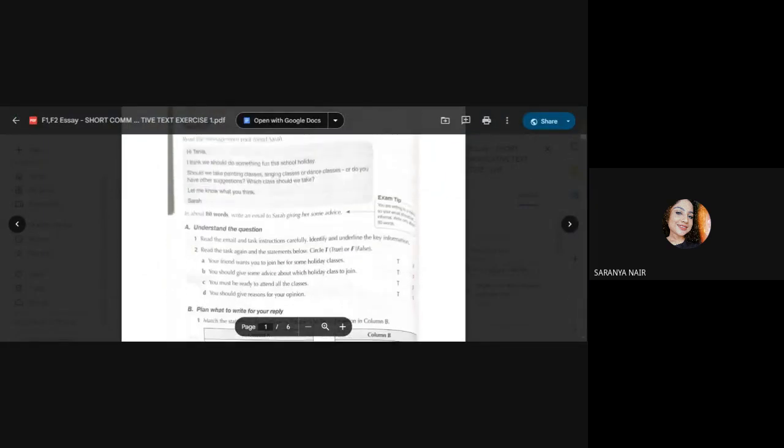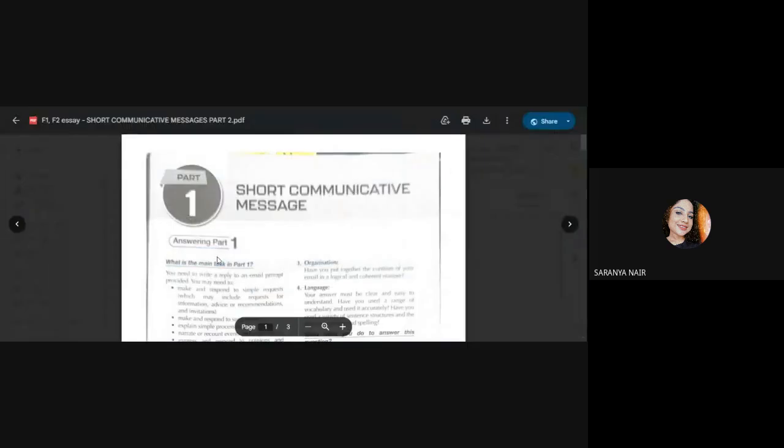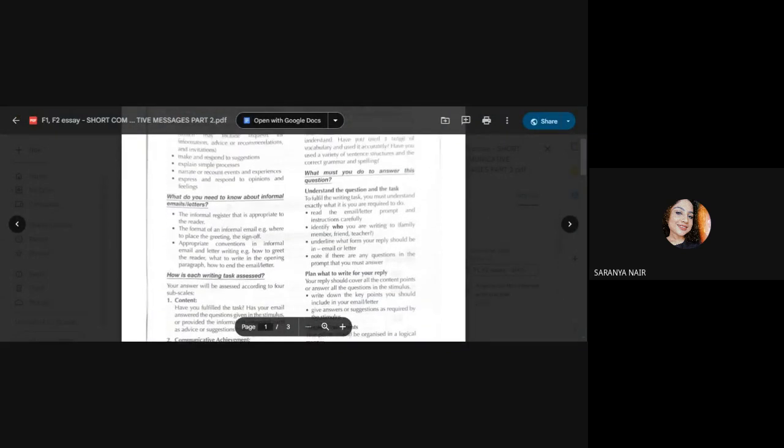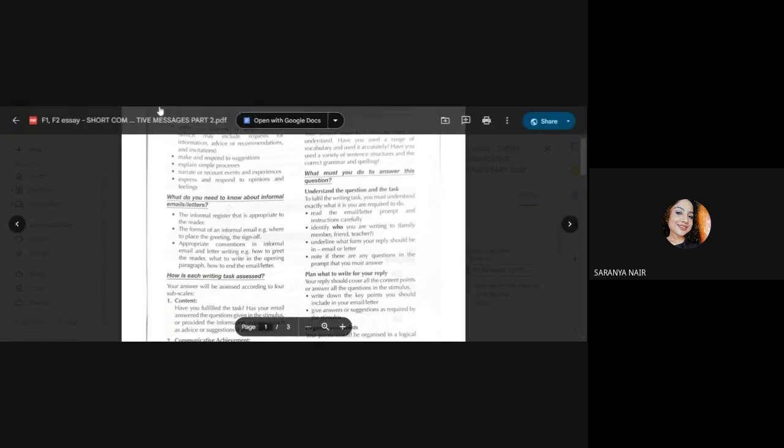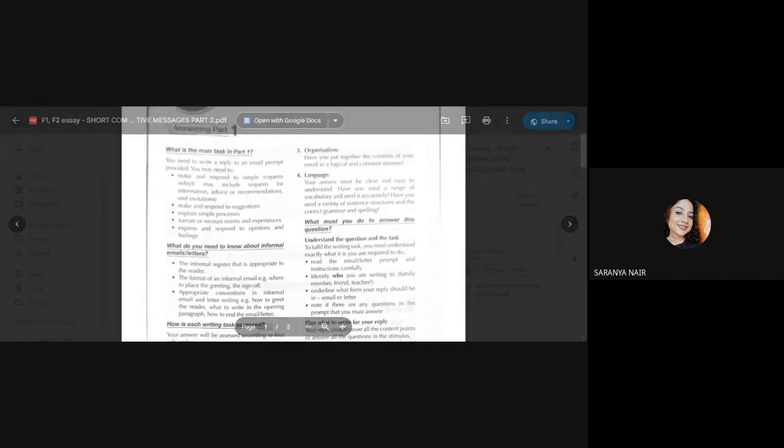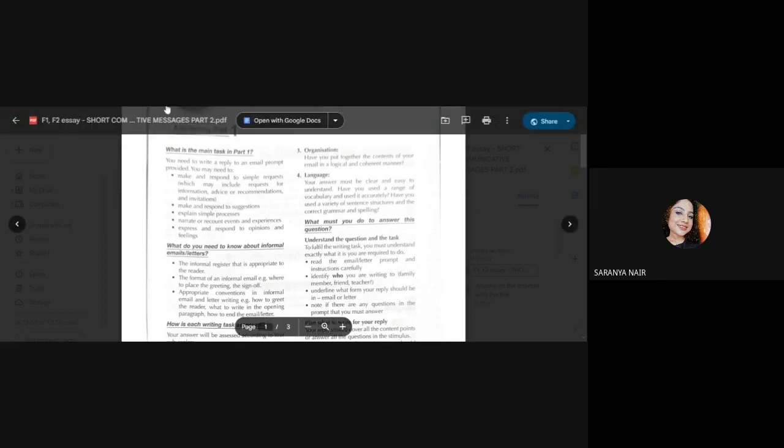So a short communicative message is when we are sending a message to our friend. Okay, so you see it's informal. So it's something that we usually would send to our friend, our family, and people like that. And we use this because we want to give suggestions. We want to make a suggestion, or we want to respond to a suggestion. We want to explain something. We want to tell a story, narrate about someone or something, or we want to express how we are feeling, or respond to somebody that's telling us about how they are feeling.